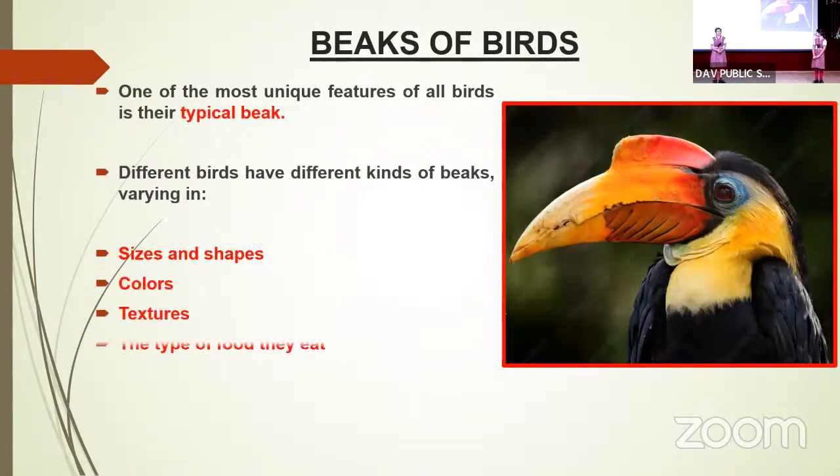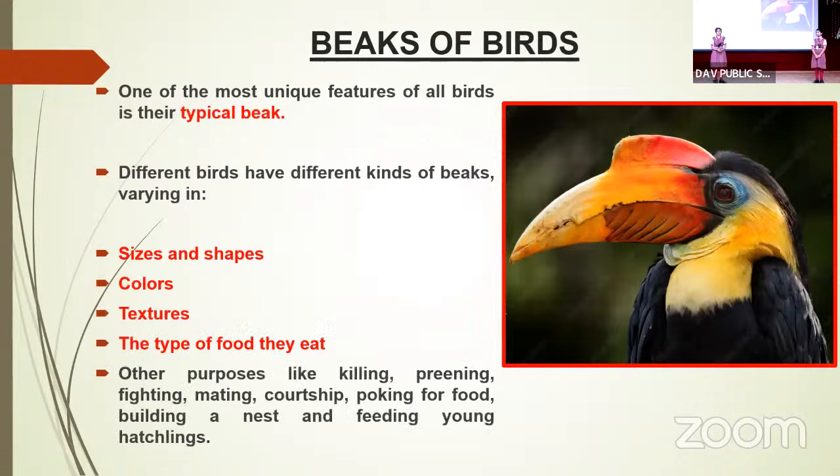Now, let us discuss the various types of beaks. One of the most unique features of all the birds is their typical beak. Different birds have different types of beaks, which vary in their sizes, shapes, colors, textures, and the type of food they eat. Birds use their beaks for purposes like killing, cleaning, fighting, protecting, mating, courtship, and for feeding young hatchlings.